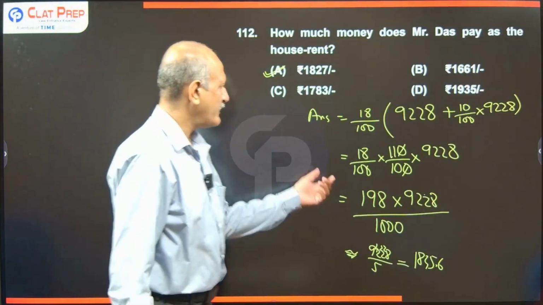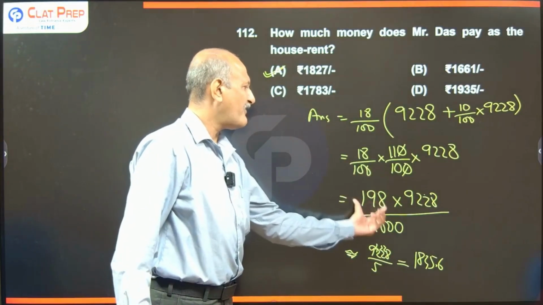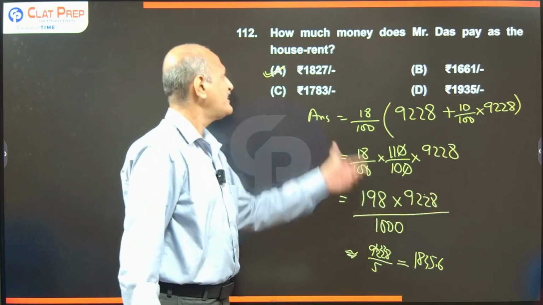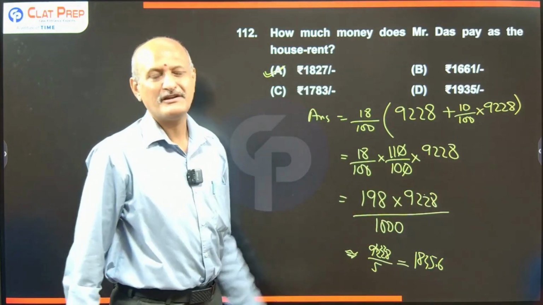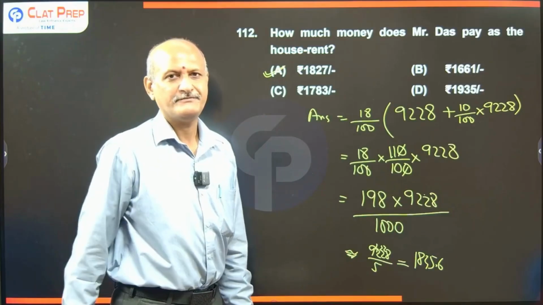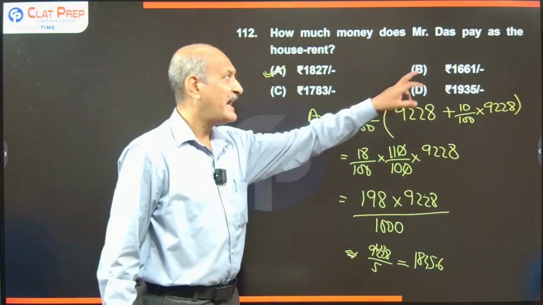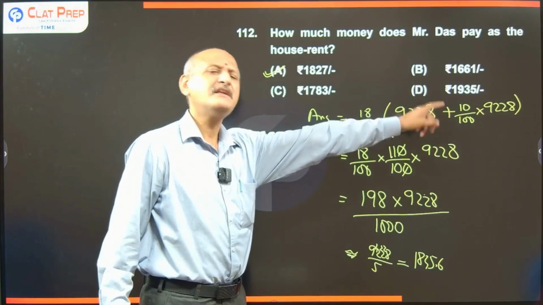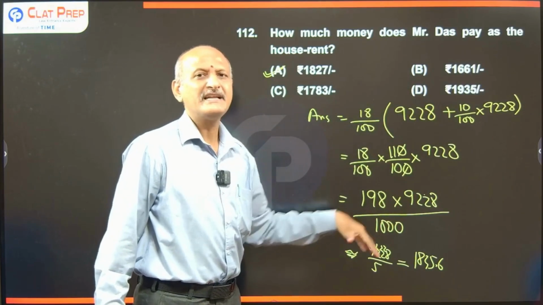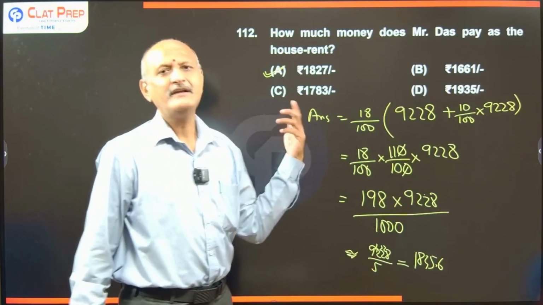Of course, you could calculate this one: 198 into 9228 divided by 1000. It again comes very close to 1827. That is the answer. Mind it, as in the previous question, had there been no such option present, then it would require you to actually calculate the correct value and then find the correct answer.